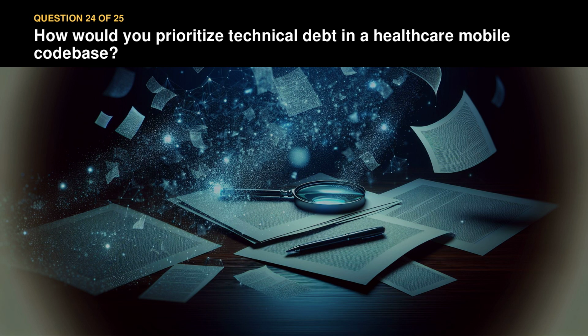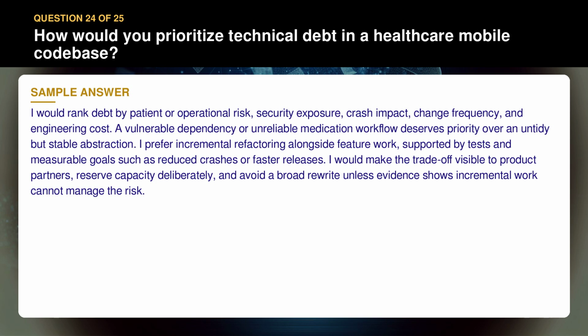Question 24. How would you prioritize technical debt in a healthcare mobile codebase? I would rank debt by patient or operational risk, security exposure, crash impact, change frequency, and engineering cost. A vulnerable dependency or unreliable medication workflow deserves priority over an untidy but stable abstraction. I prefer incremental refactoring alongside feature work, supported by tests and measurable goals such as reduced crashes or faster releases. I would make the trade-off visible to product partners, reserve capacity deliberately, and avoid a broad rewrite unless evidence shows incremental work cannot manage the risk.